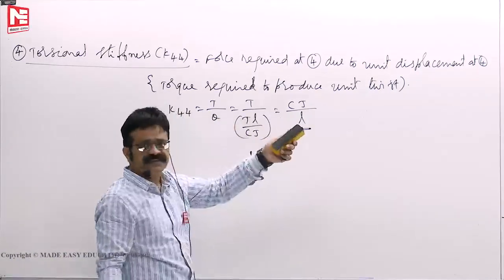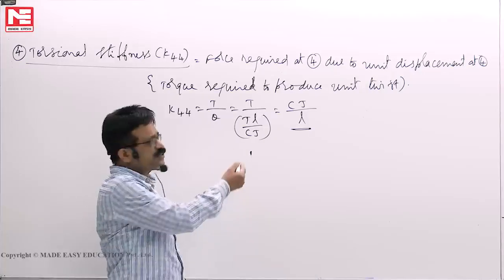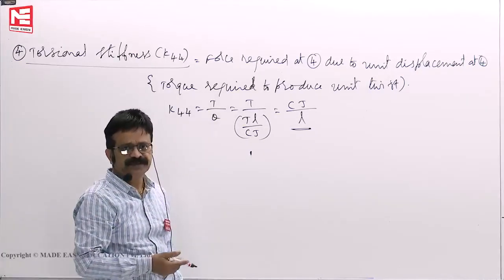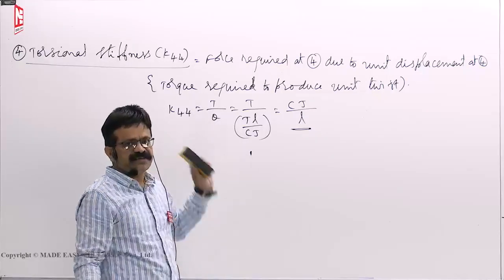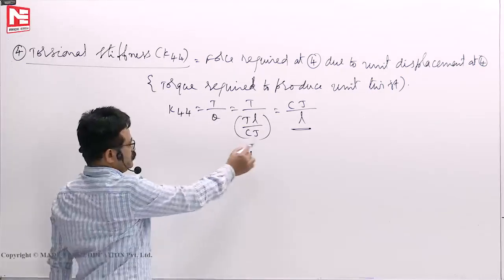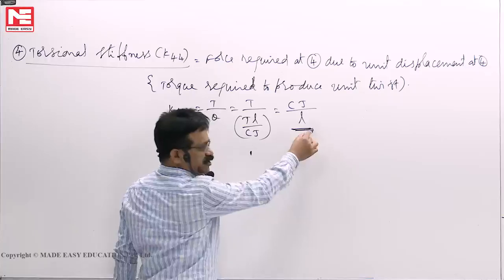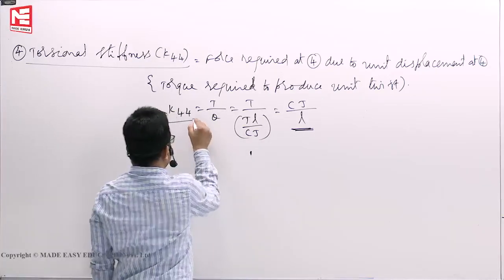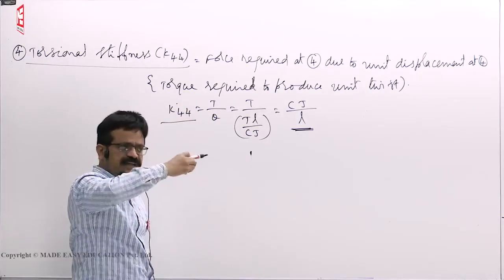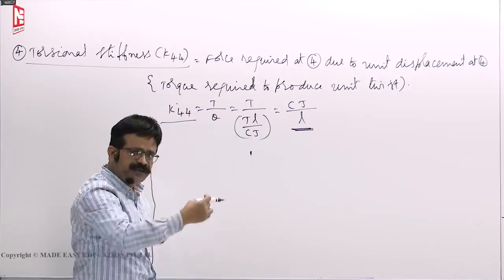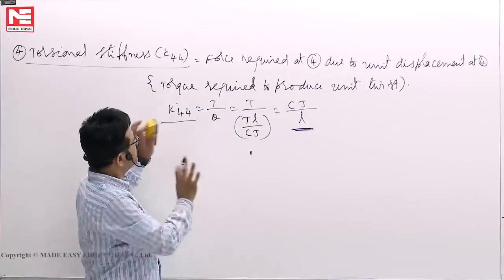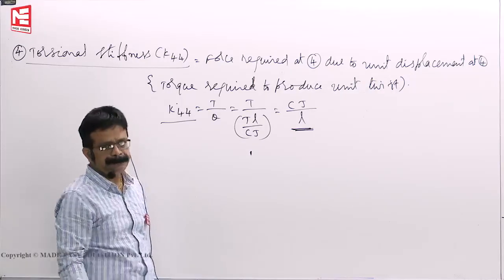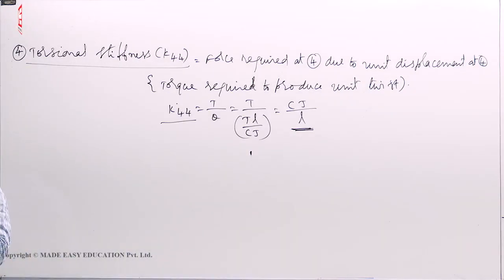Otherwise, we don't deal with K44. Generally, torsional stiffnesses in the matrix methods we don't write it. But for the sake of completeness, this also I gave. So instead of simply writing it as torsional stiffness, give the number where you are applying force and where you are applying unit displacement and where you are finding the force. Like that. These are the types of stiffnesses. Okay. Next.